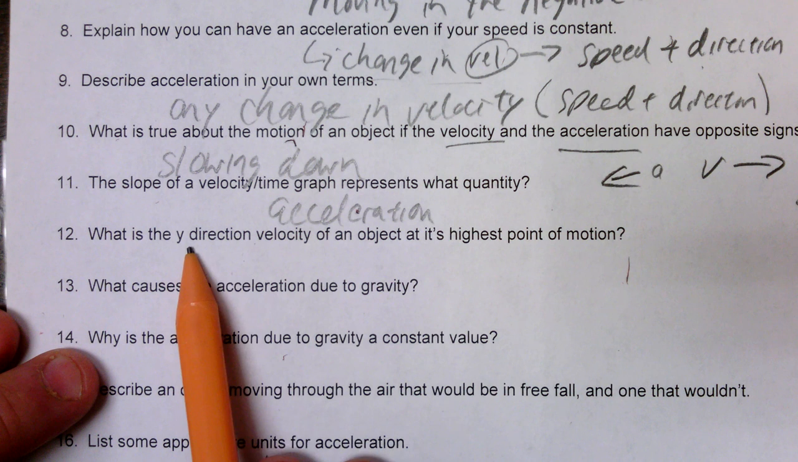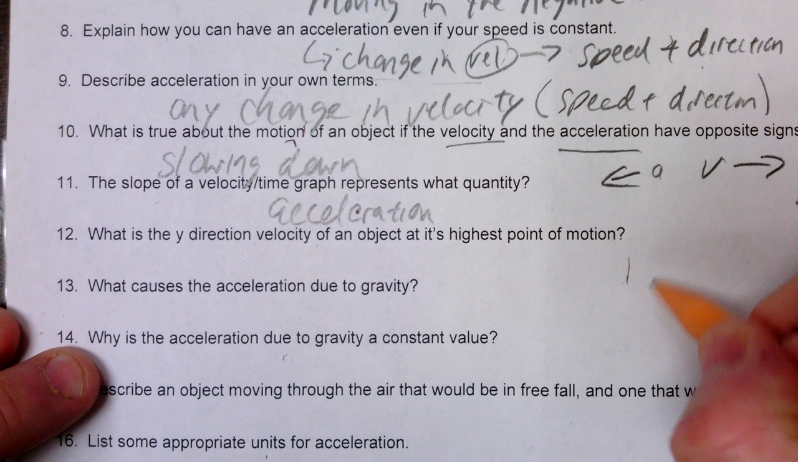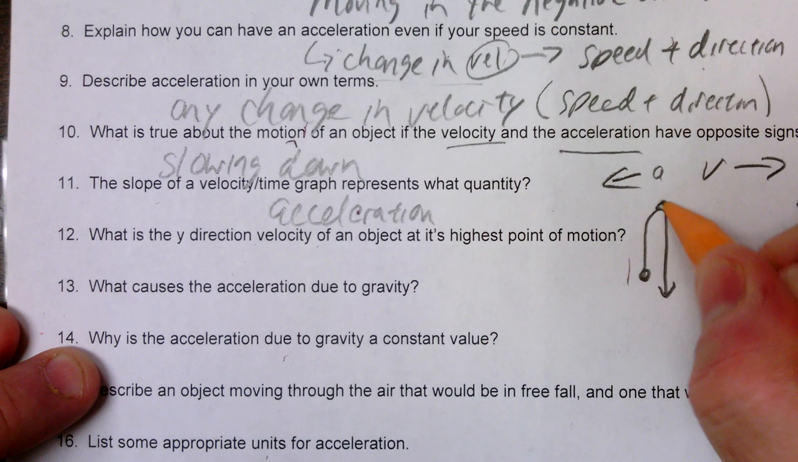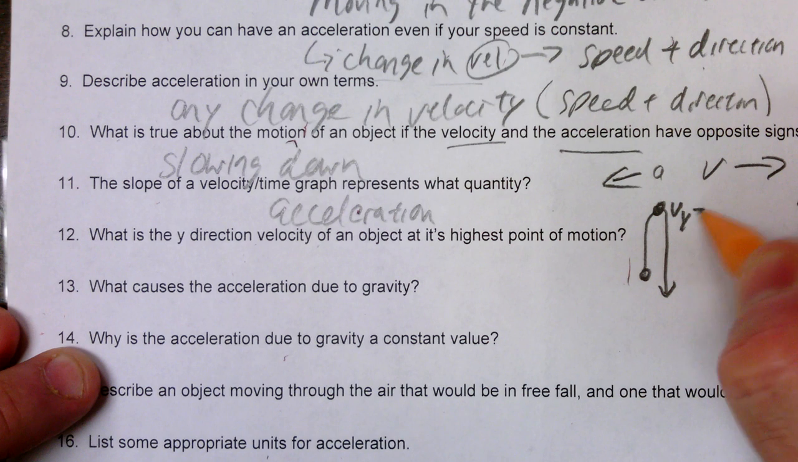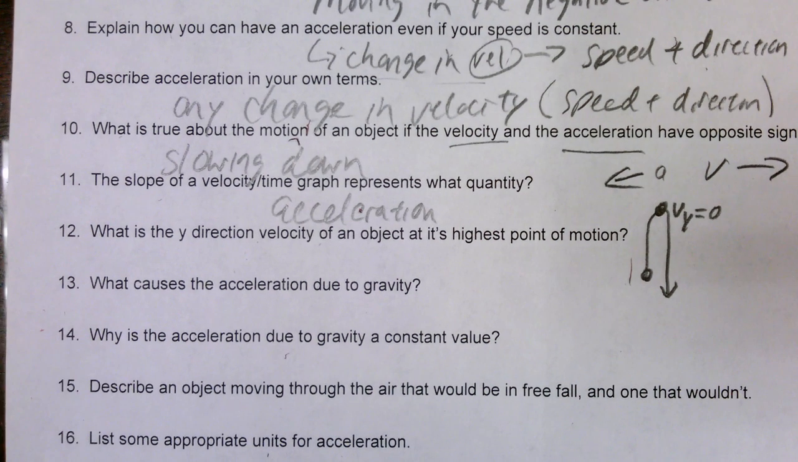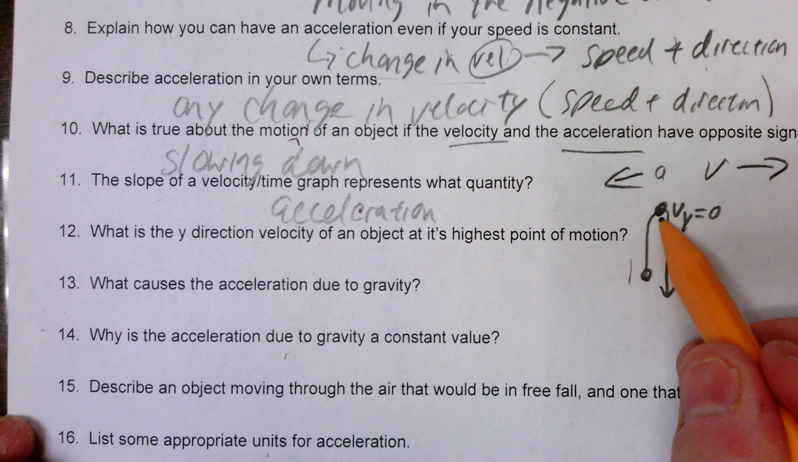What is the y direction velocity of an object that is at its highest point? So something that's going up in the air, it has to stop and turn around and come back down at its highest point. Velocity in the y always equals 0. It has to, because it's going up, it stops, turns around, and comes back down. So anytime you change direction like that, you have to stop going one way, start coming another. Your velocity at that point is going to be 0.